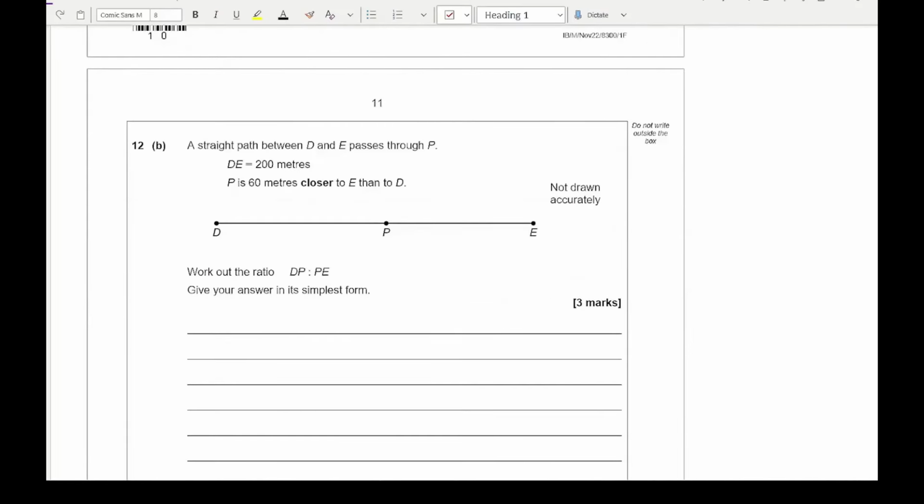Now, moving on to 12b, it says that the straight path between D and E passes through P. D to E is 200 metres and P is 60 metres closer to E than it is to D. Work out the ratio of DP to PE. Give your answer in its simplest form.